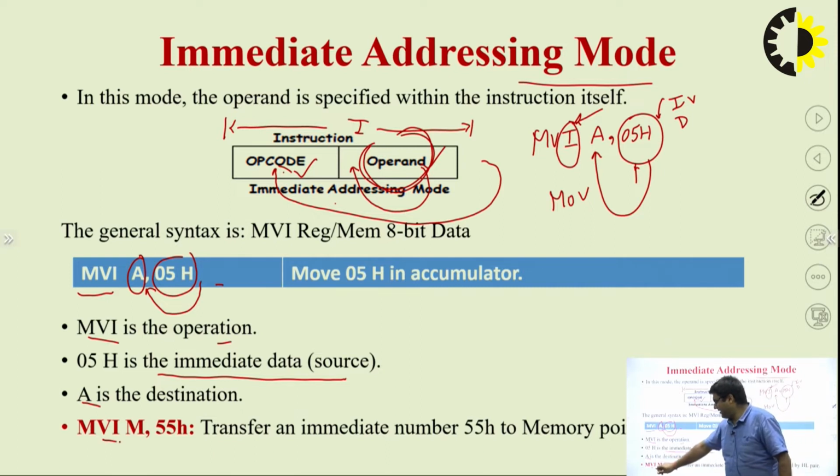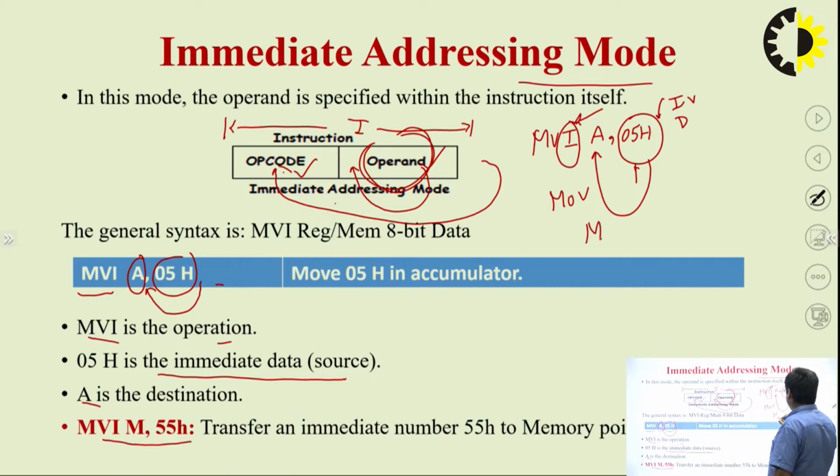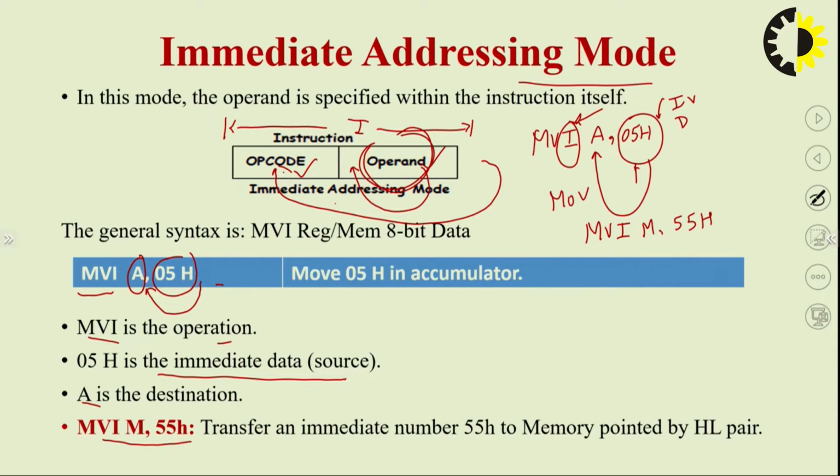Another example is MVI M, 55H. M55H means we are moving an immediate value; 55H is an immediate value. So we are moving the immediate value into the memory location. In the 8085 microprocessor, we have seen that there are three things in any processor. The first one is the CPU, another one is the input output, and the third is the memory. So the microprocessor can perform input output operations and memory operations, and can access memory locations as well. So M implies that it is a memory location.